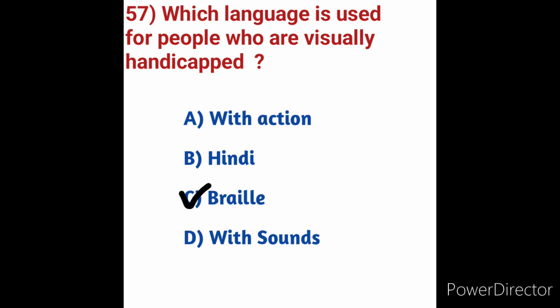So here the language is used for people who are visually handicapped in the community or in the society. We can communicate with the option C, Braille. Option C is the correct answer. Next we will move on to question number 58.